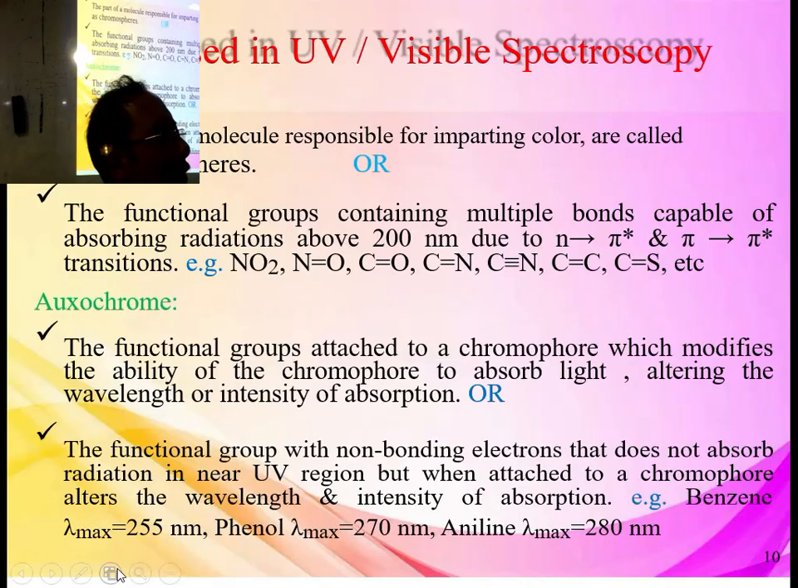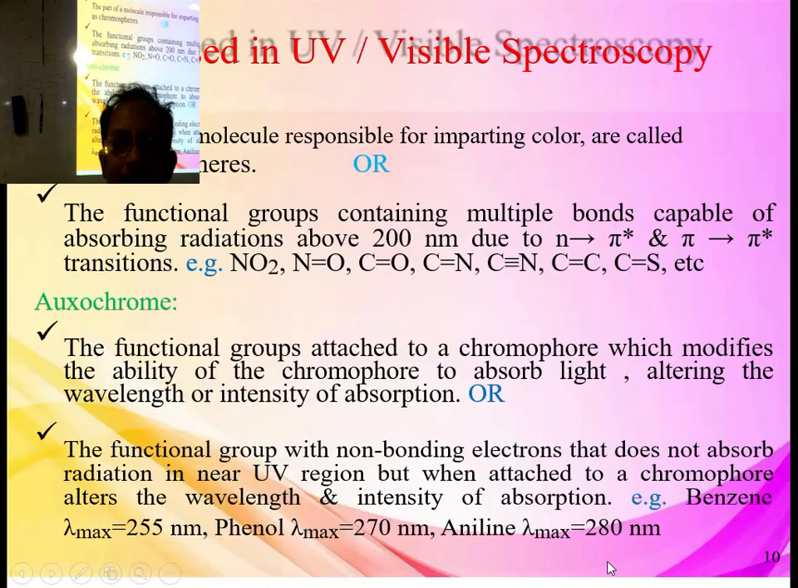Shift happened. Just check. Benzene has a lambda max value of 255, whereas phenol has 270. So there is a change. A 15 unit change. But that change may not give color. So an auxochrome group will give color if it is already colorful. If it is not colorful, it may not give color. But aniline, yes, you see, aniline is colorful. It is 280, it has got color.